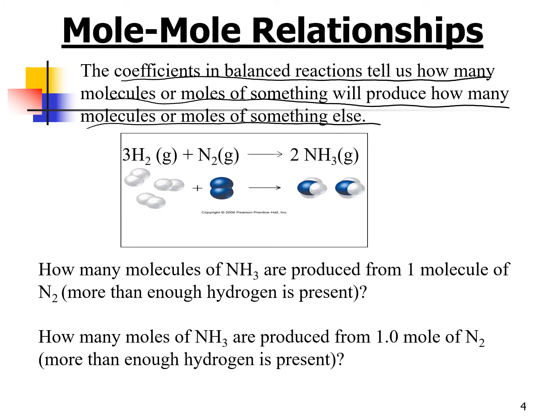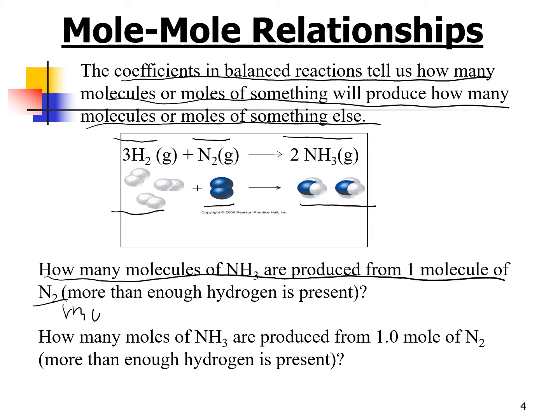So in this chemical reaction, we have 3 molecules of hydrogen reacting with 1 molecule of nitrogen, producing 2 molecules of NH3 or ammonia gas. Or we could say 3 moles of hydrogen reacts with 1 mole of nitrogen, producing 2 moles of ammonia gas. So we can ask how many molecules of NH3 are produced from 1 molecule of N2.